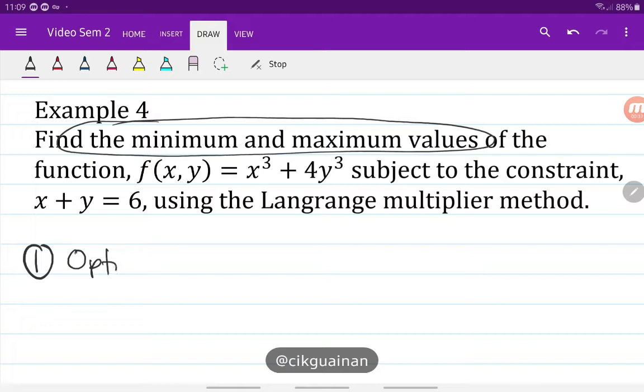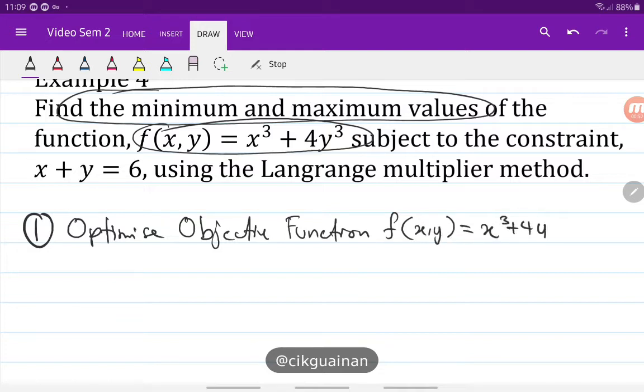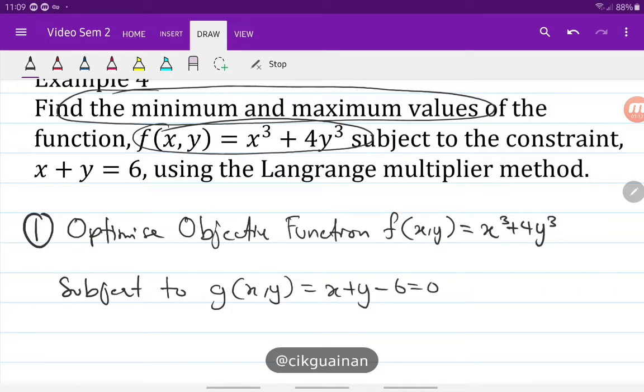So we have to optimize the objective function. What is the objective function? The objective function being f(x, y) equals x cubed plus 4y cubed. And then the constraint function is given by x plus y minus 6 equals 0.